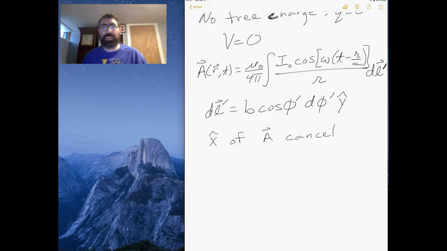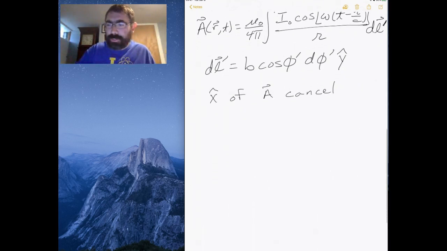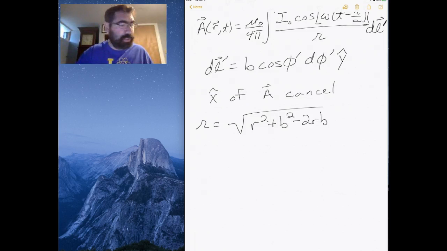So a fortuitous choice of where I'm placing the point in space that I'm measuring all the fields, and basically the x components cancel, and the only component that adds up, sums up, is in the y direction. Okay, so now I can write out this r, script r, using the law of cosines, as r squared plus b squared minus 2rb cosine psi.